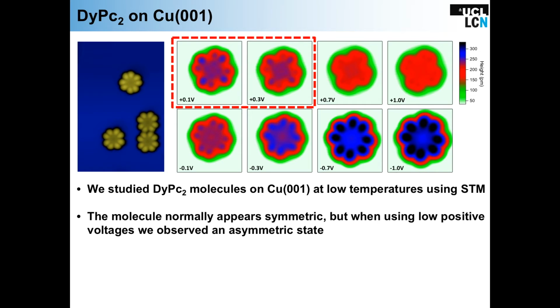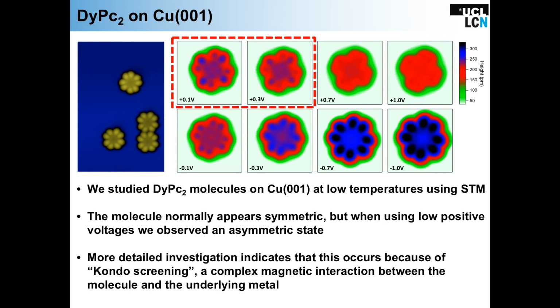This is very interesting, and the fact that it only occurs at certain voltages means that it probably isn't occurring because the molecule is being structurally distorted. This is probably some kind of electronic phenomenon. So we've looked into that in more detail, and what we found is that this actually arises because of what's called Kondo screening between the molecule and the surface. And this is a complicated magnetic interaction between the molecule and the underlying metal.